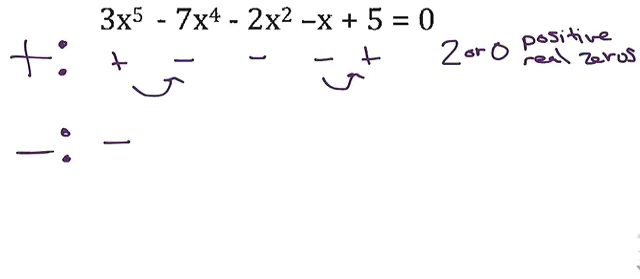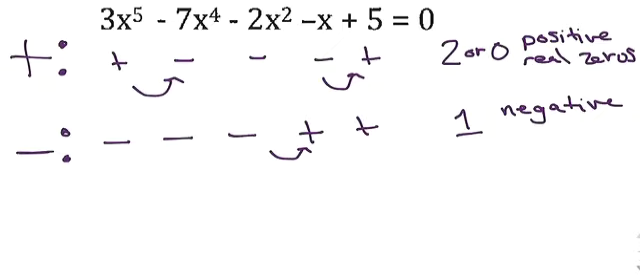If I take a negative to the 4th power, that's a positive, times negative 7, that's a negative. If I take a negative to the 2nd power, that's positive, times negative 2, that's negative. If x is a negative x, and we're subtracting it, minus a negative, or a negative times negative, is the same as a positive, and that 5 stays positive because there's no way to change it. There's no x there at all. And we can see that the sign changes one time. So 1 negative real root, or we would expect our graph to cross the x-axis on the negative side one time.